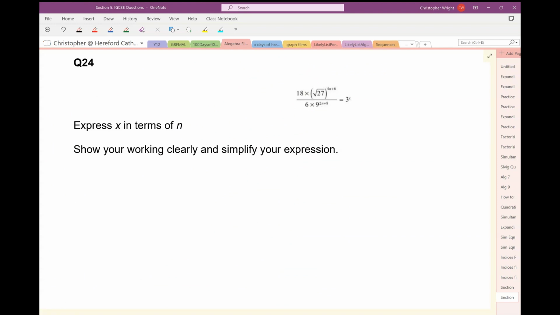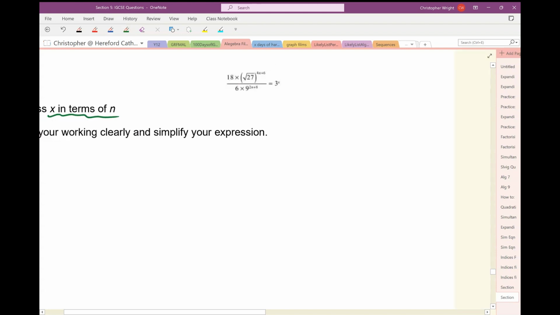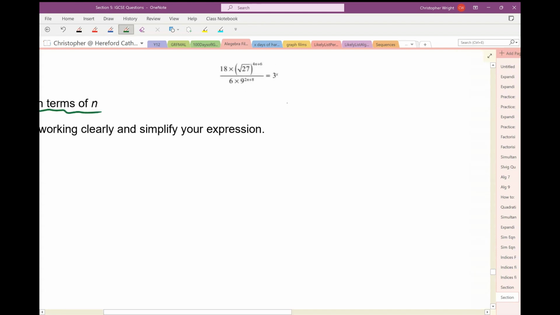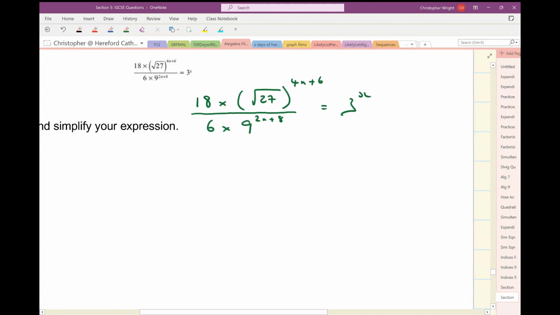Question 24. Express x in terms of n. Right, let's see what we've got here. We have 18 multiplied by the square root of 27 to the power of 4n plus 6, over 6 times 9 to the power of 2n plus 8, and that equals 3 to the power of x. Okay, well, let's simplify the left-hand side, shall we?